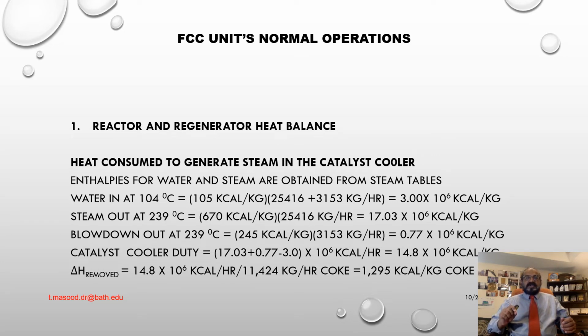Or we can also write in the other form, delta H removed is equal to 14.8 times 10 to the power 6 kilocalorie per hour divided by 11,424 kg coke per hour, which is equal to 1,295 kilocalorie per kg coke. Okay, next is a regenerator heat balance.